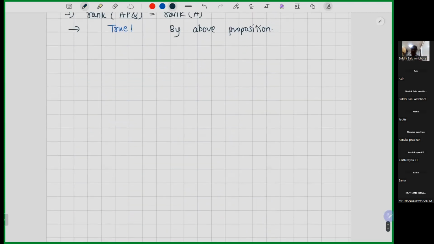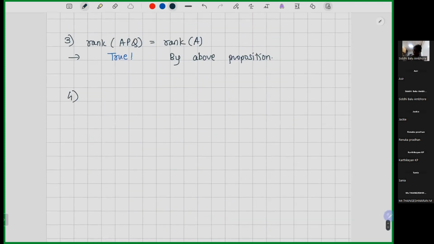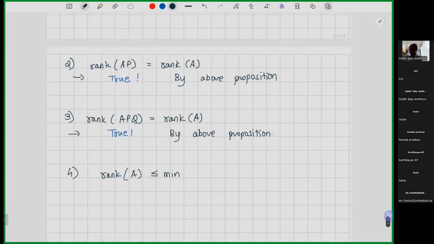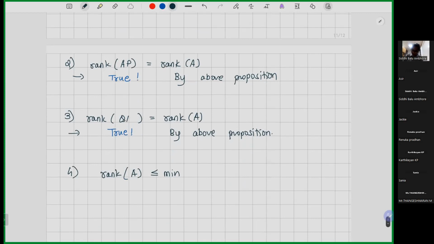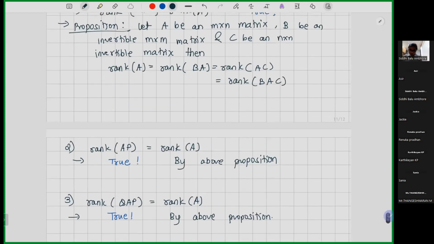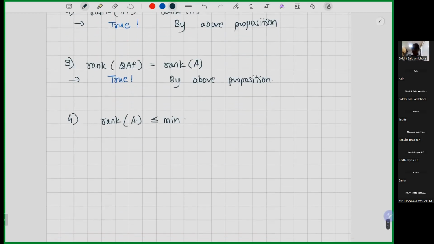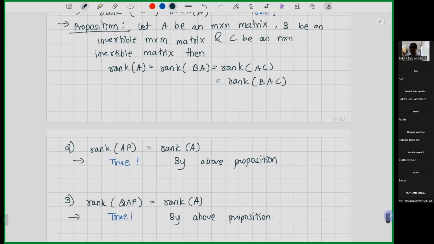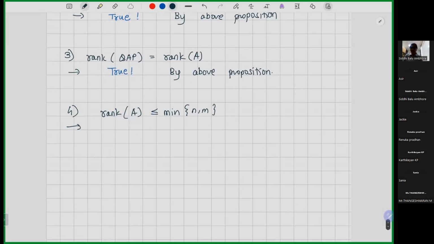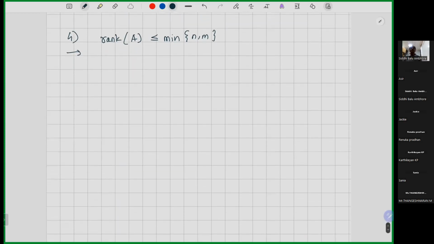Now the final question, I would say question four, this QAP. It will be the minimum of N comma M. And any guesses for this? So this is something non-trivial and is not given in this proposition. So any guesses?